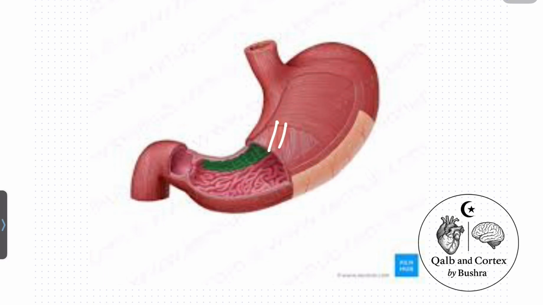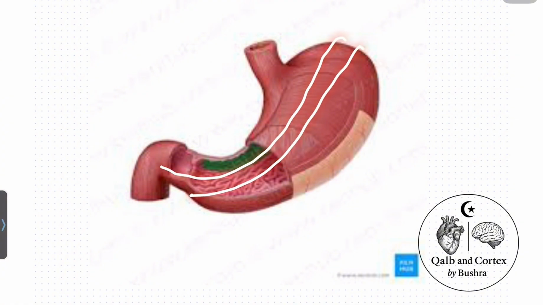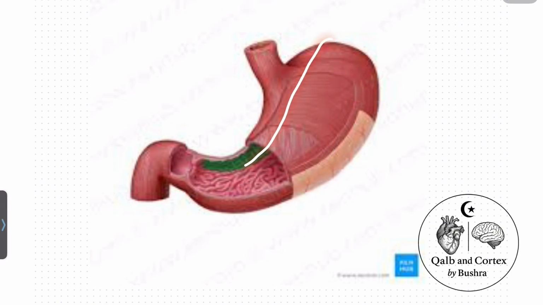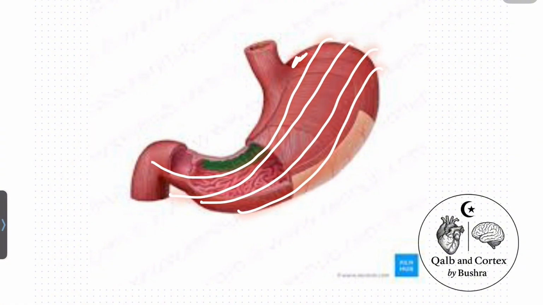So there is an inner oblique layer of smooth muscle, and due to the contraction of the right free margin of this inner oblique muscle layer, a gastric canal is formed. This gastric canal is formed from the cardiac orifice to the pyloric antrum. So this is the gastric canal, and it is formed along the lateral curvature.